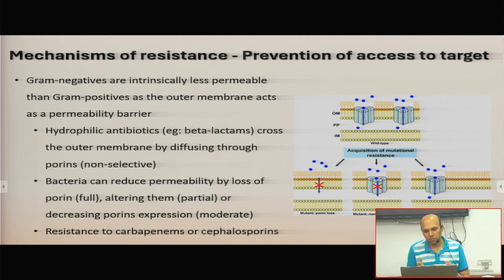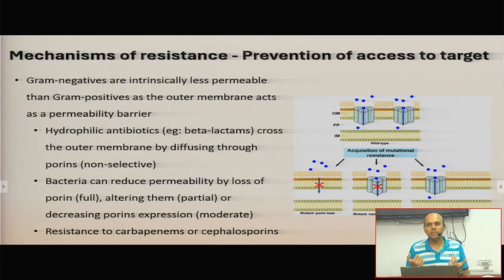So for the expression of the porin itself, previously maybe it had, I don't know, 10 doors. Instead of 10 doors, maybe it will only have one door, something like that. So the porin expression is decreased, so moderate. Resistance to carbapenems and resistance to cephalosporins can be conferred by this mechanism.